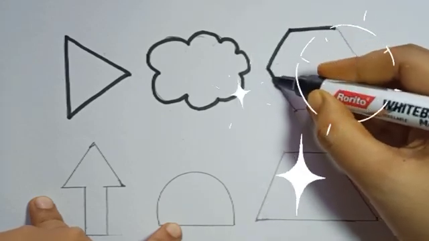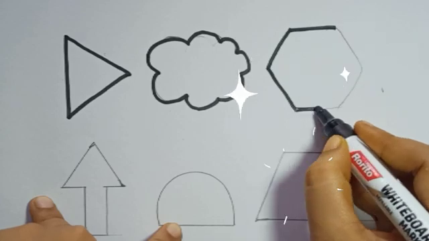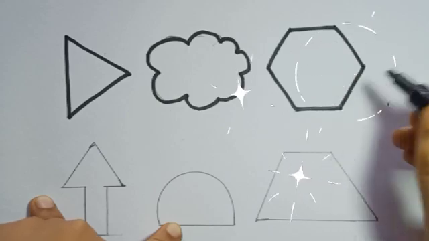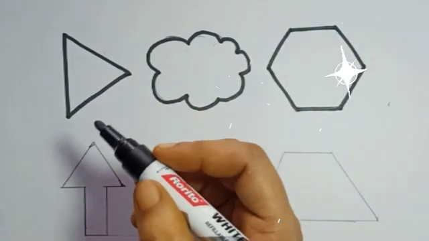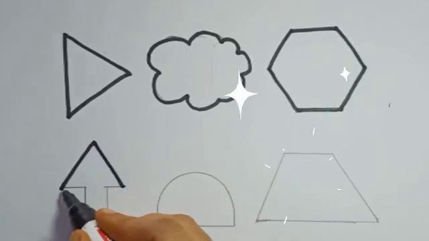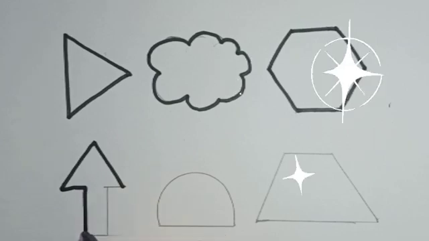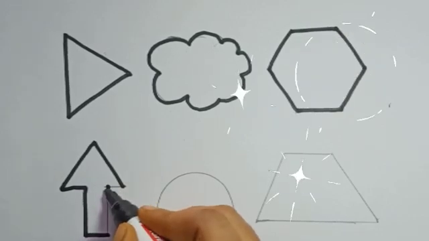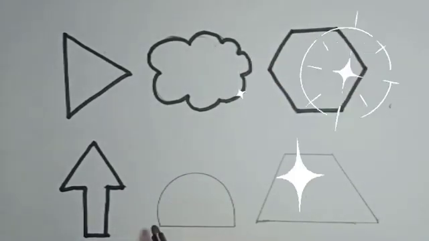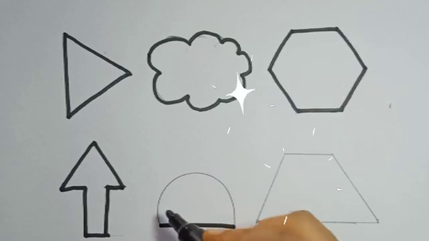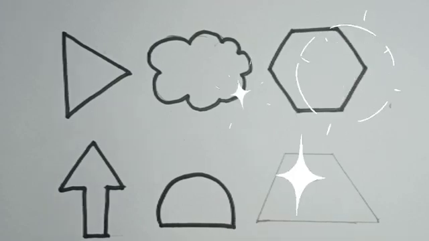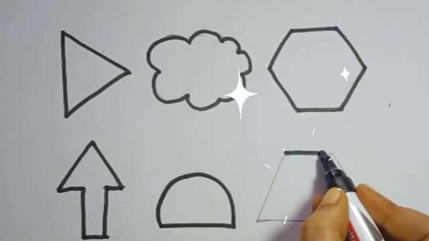Hexagon, this is arrow, arrow upward direction. So easy and simple. Let's draw semicircle. This is semicircle. Trapezium.